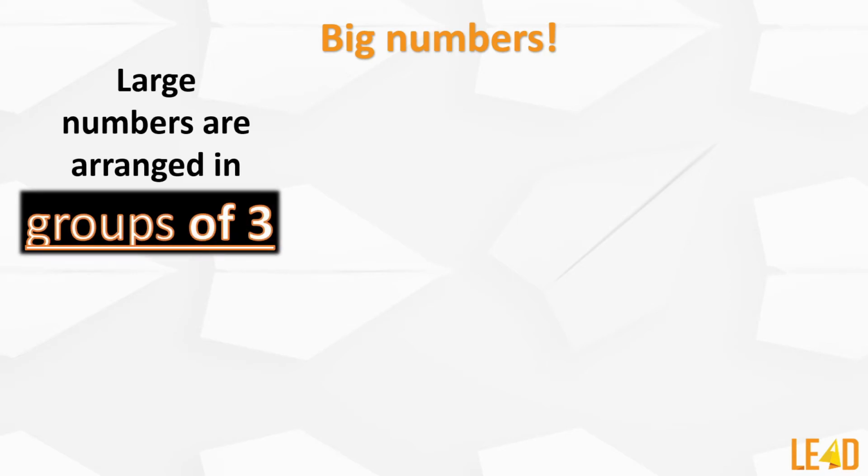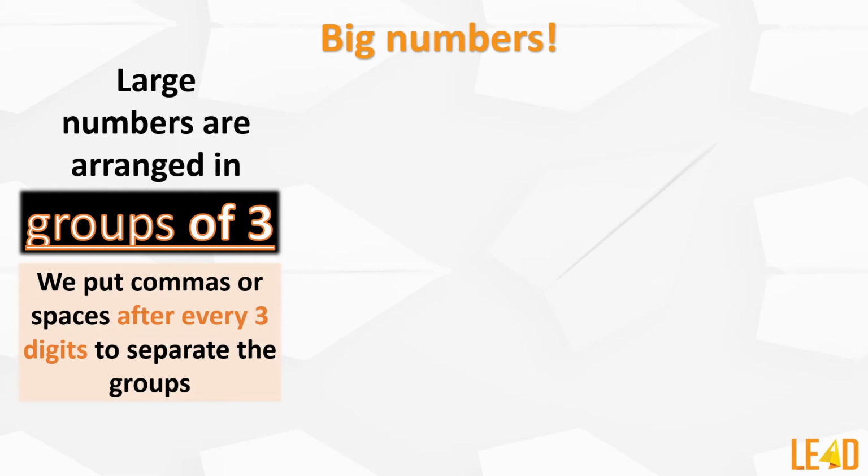Today we'll be learning about bigger numbers. We expect you're already familiar with small numbers, so we'll try to look at how we work around really big numbers in mathematics. Large numbers are arranged in groups of three, so what we do is count from the back, and after every three digits, we separate them into groups.